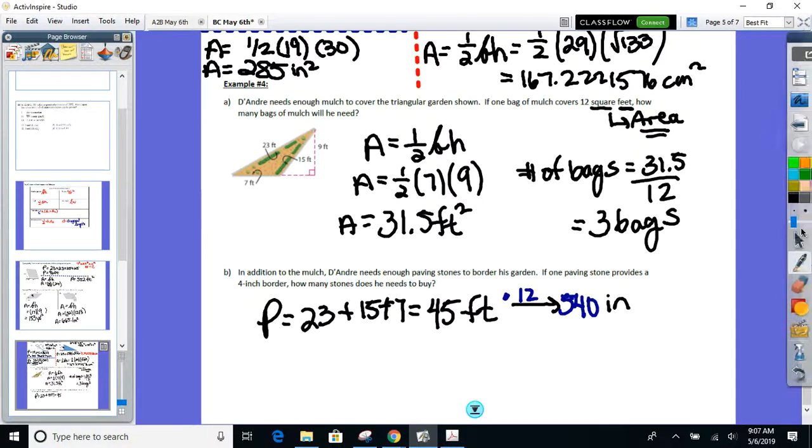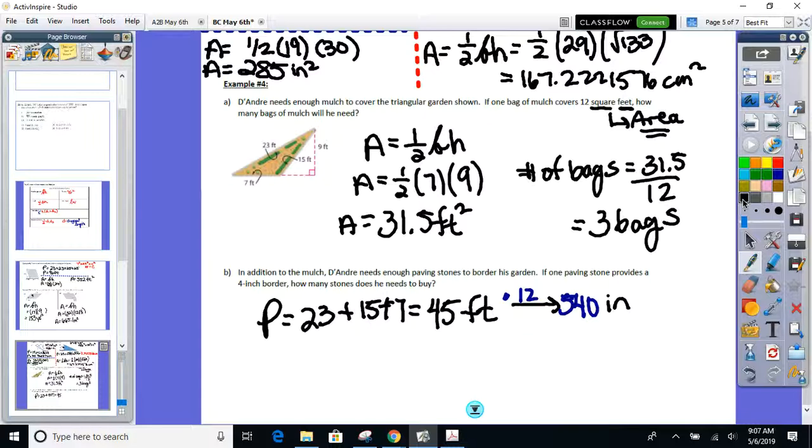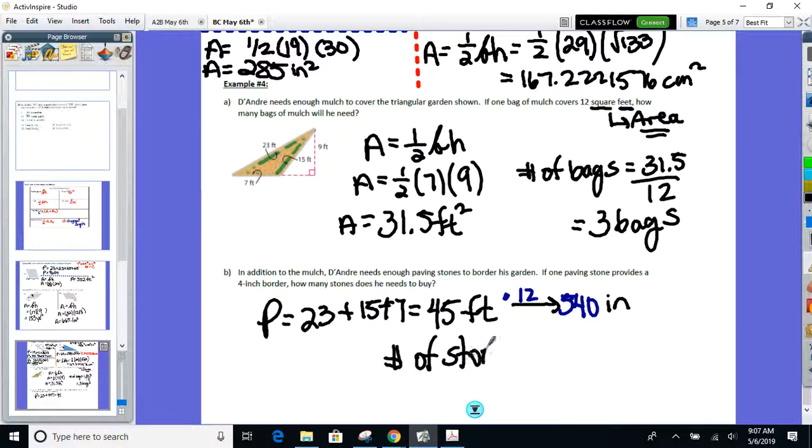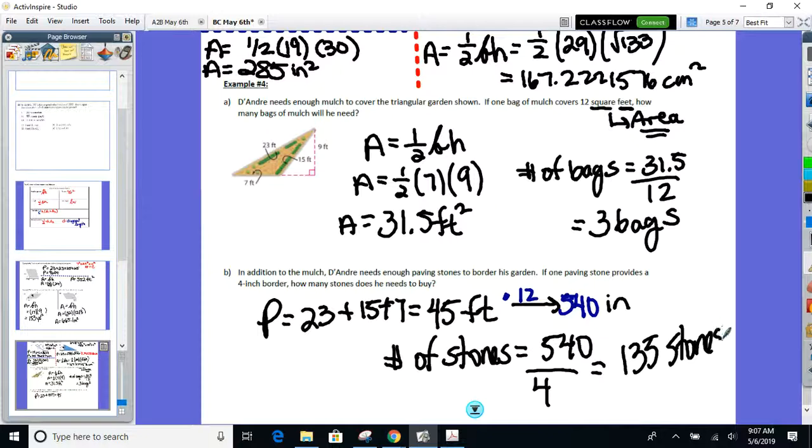Now what can I do to find the number of stones? I can take 540, divide it by 4 inches for every stone. How many stones is he going to need? 135 stones. Everyone all good on DeAndre and the mulch and the stoning? Good?